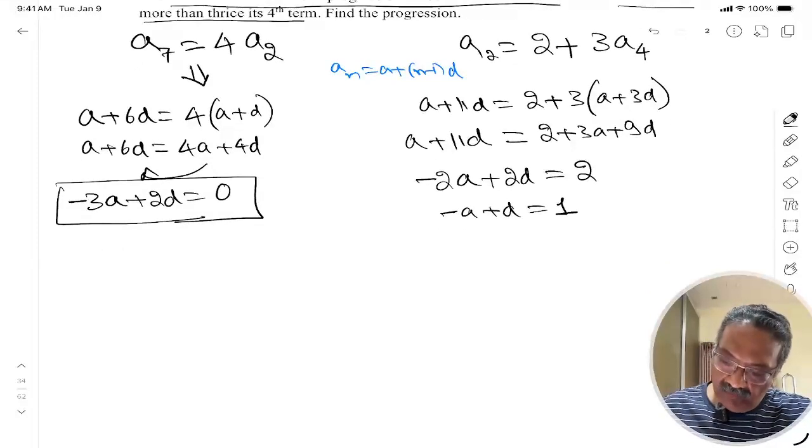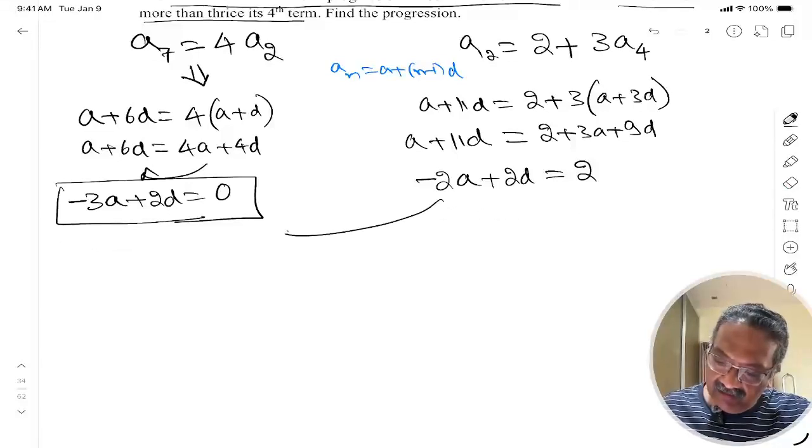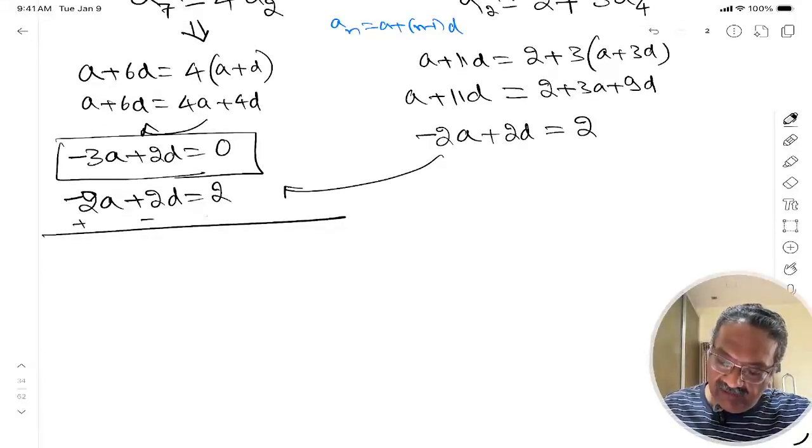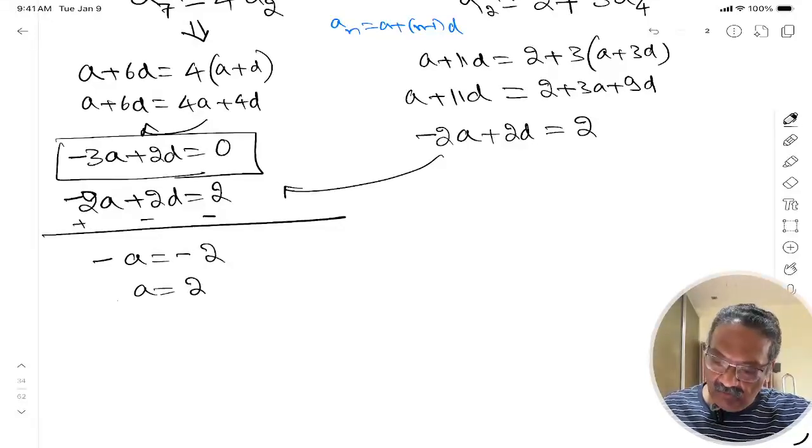Okay. So we have two equations. I'll keep this as it is so that it will get cut here. I will bring this here: minus 2A plus 2d is equal to 2. If you subtract, this becomes plus, minus, minus. So minus A is equal to minus 2. So we get A is equal to 2.